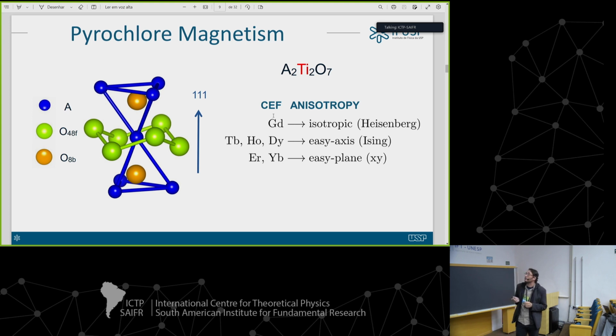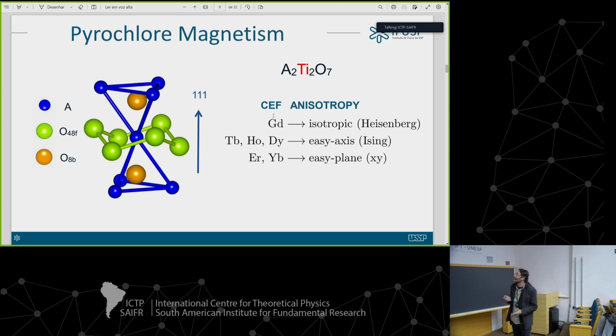And then for gadolinium, you have an isotropic situation, but for terbium, holmium, and dysprosium, we have this huge single-ion anisotropy, which for this central spin is along this direction. That's what we call the local 1-1-1 direction. So each tetrahedron has a 1-1-1 direction which connects the vertices to the center of the tetrahedron, right? So for this spin, that's the direction for the anisotropy. For that one, it's something like this, and that one this, and that one like this way.